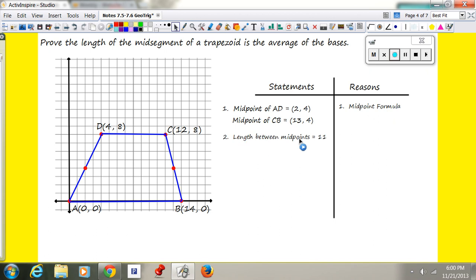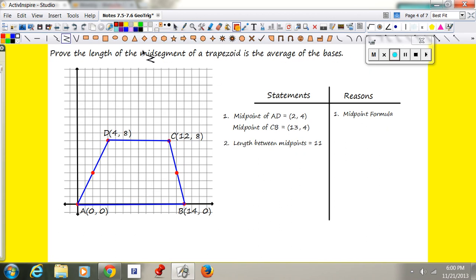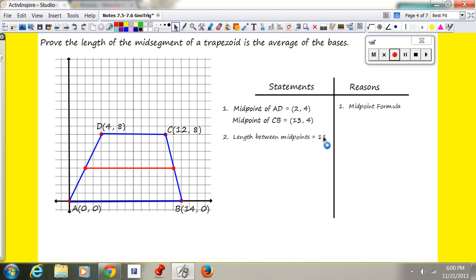Now, the length between the midpoints is 11. So if you count over this much, you would get 1, 2, 3, 4, 5, 6, 7, 8, 9, 10, 11 units. That would be the distance formula. Actually, we could have used the distance formula too, but when it's a horizontal line, you can just count. But if I had used the distance formula for these 2 points, I would have gotten 11. So the distance formula works, and just counting works here.